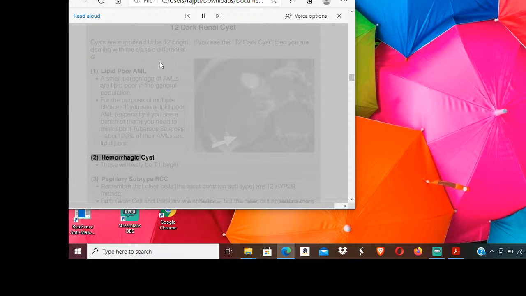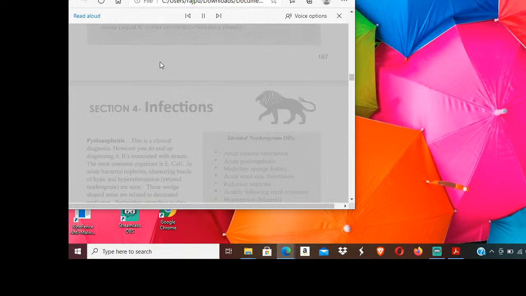2. Hemorrhagic cyst. These will likely be T1 bright. 3. Papillary subtype RCC. Remember that clear cell, the most common subtype, is T2 hyperintense. Both clear cell and papillary will enhance, but the clear cell enhances more avidly, equal to cortex on corticomedullary phase.